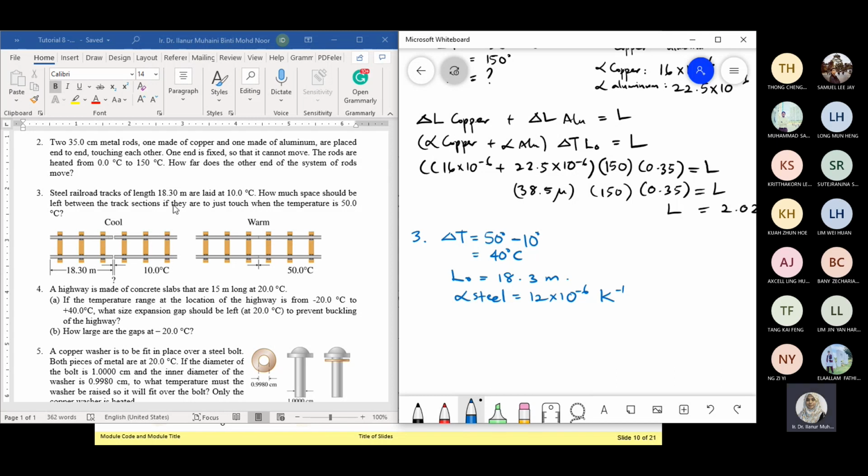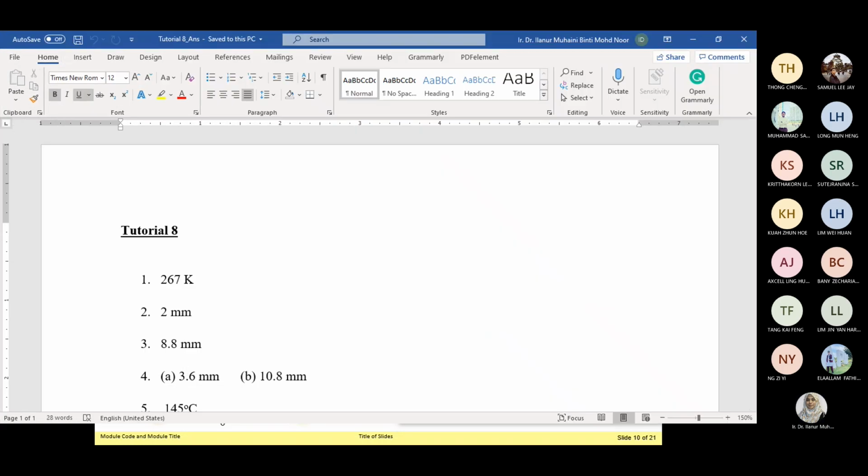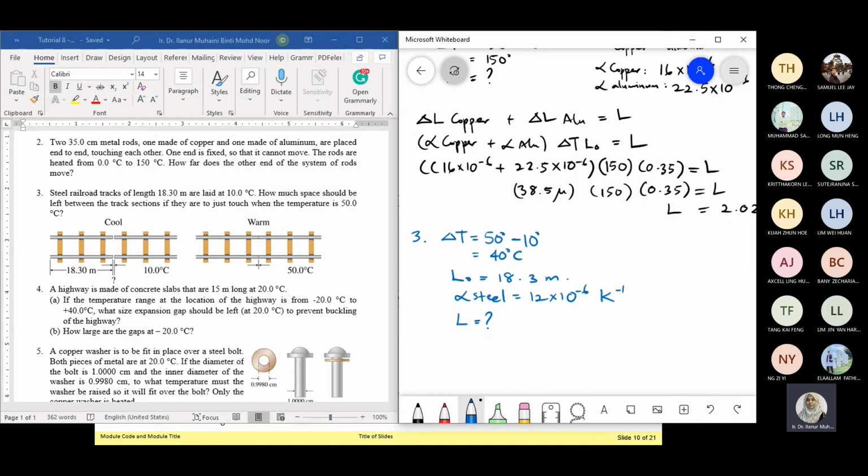So what do they ask? They ask you how much space should be left in between, this question mark here. So they are asking you what is the L actually, okay? L. L how much? Now you calculate. Try to do number 3. Final answer: 8.8 millimeter. You calculate first, can get or not?